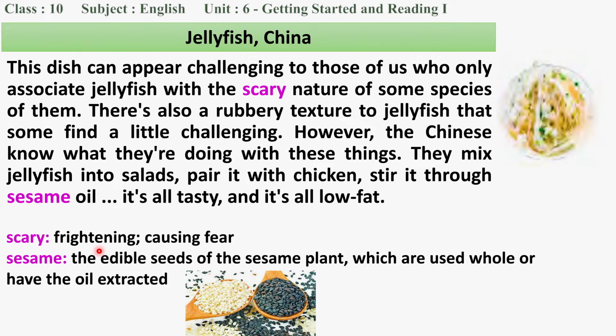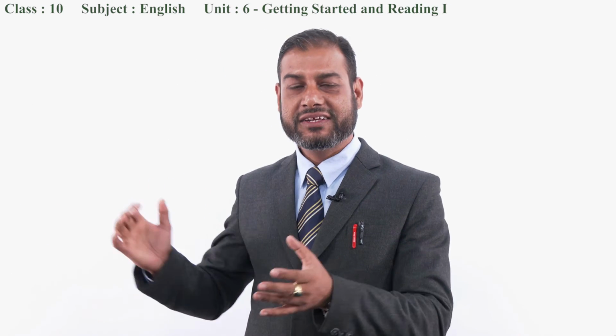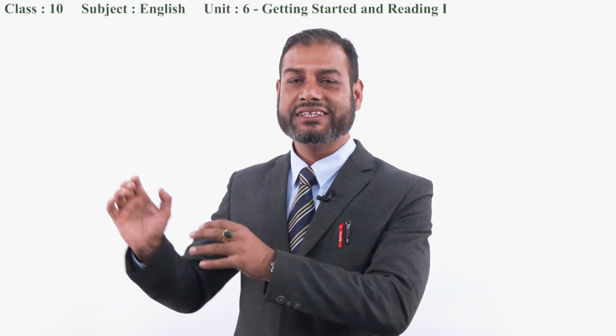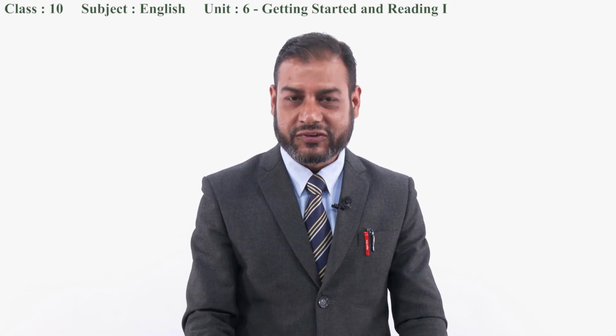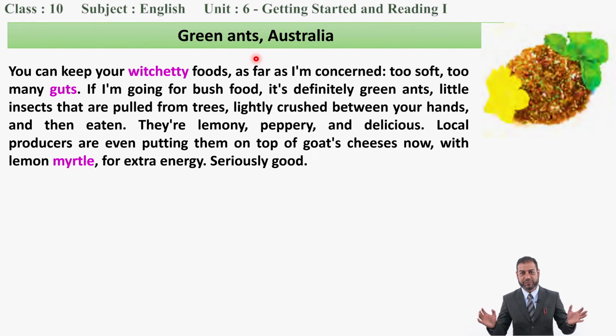All right, dear students. Dear students, we have another food item that can be again strange to you, okay? Let me show you that food, that is green ants. Where do people eat it?